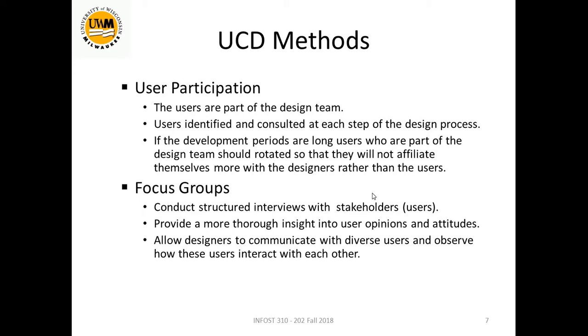How can we get information? We can get information through user participation. Users are part of the design team. Users are consulted in each step. Or we can create focus groups. Focus groups means groups of stakeholders or users who are interviewed so that they provide a more thorough insight on what and how and why they need to do things, etc.